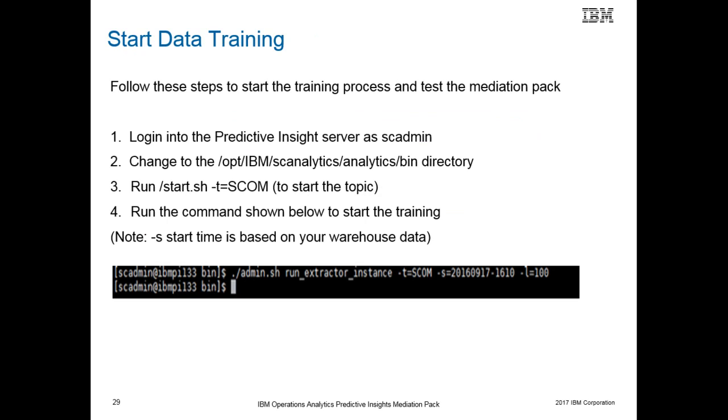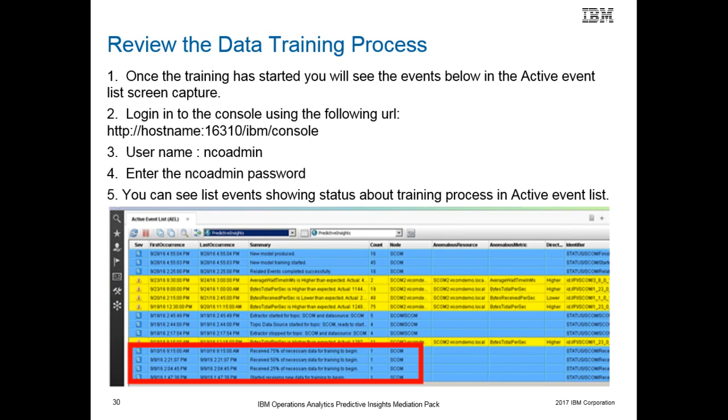You will now start the data training process by logging into the Predictive Insights server, and change to the bin directory. After you have changed to the directory, run the commands shown in the slide. After the data training process has started, you can check on the process by looking at the active event list as shown in the slide.